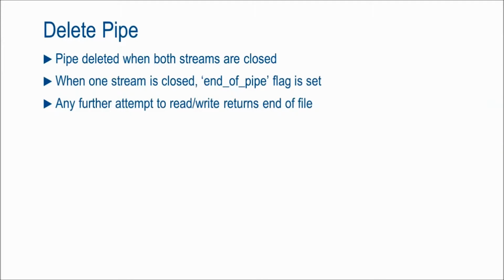Pipe gets deleted when both the pipe streams are closed automatically. When only one stream is closed, the end of pipe flag is set as discussed before, and any further attempt to read or write by the other process will return end of file.